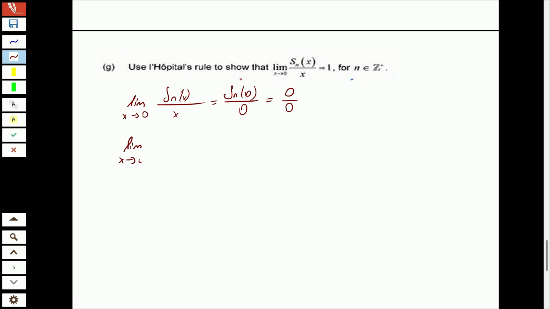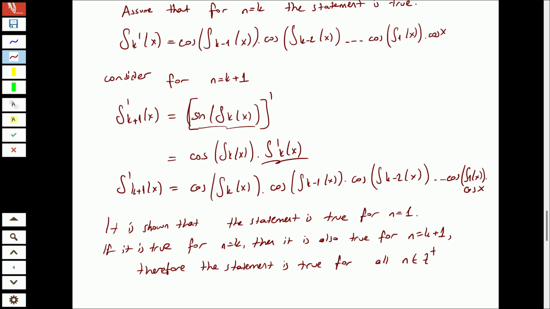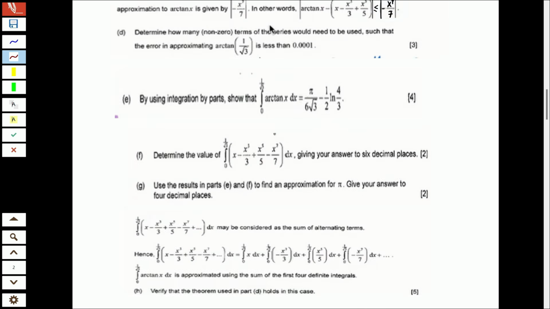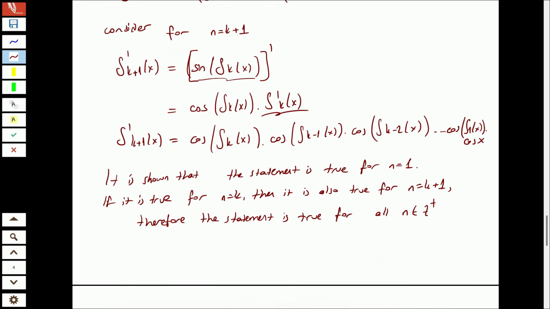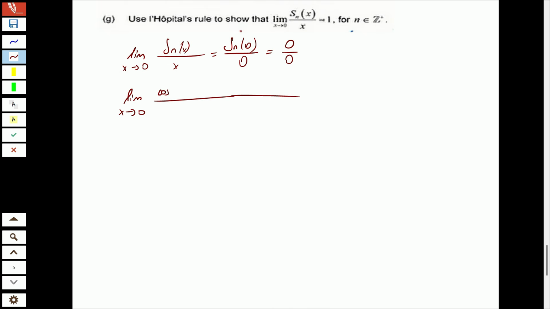So the derivative of the numerator is given in the previous question, so I will just write this one. It is cosine of s sub n minus 1 of x times cosine of s sub n minus 2 of x, and so on, times cosine x, and the derivative of the denominator is 1. In this case, we will just plug in 0 into the numerator.